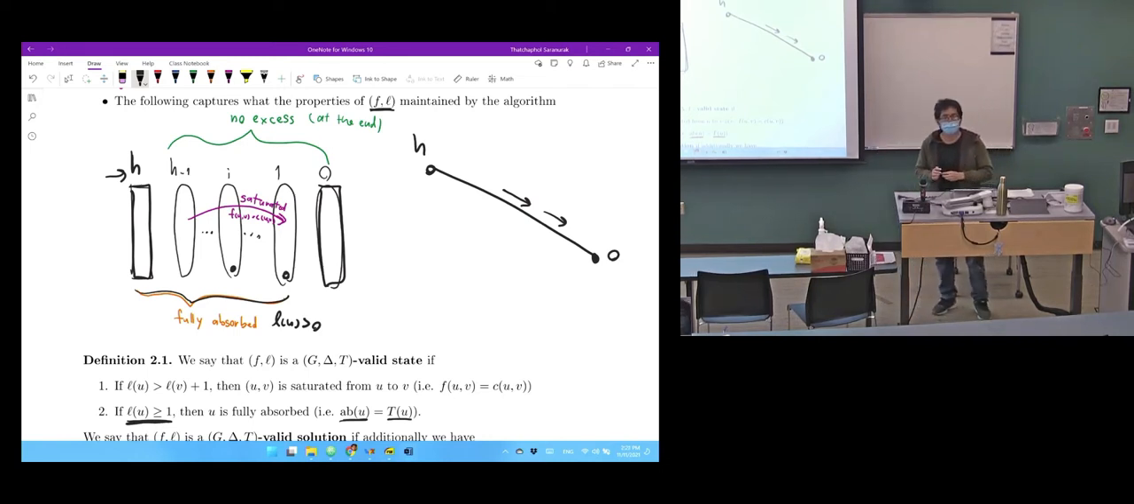Now, what was L again? Sorry, say it again. What was L again? L is just the level of the algorithm, the level of vertices that the algorithm will maintain. Okay, and now I'm telling you the property of L that the algorithm will guarantee. It will be such that any node with level at least 1, the flow will be fully absorbed at this node.